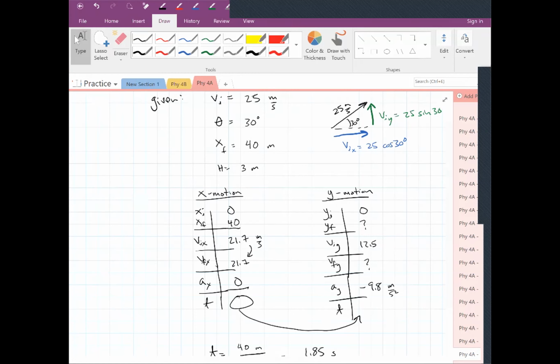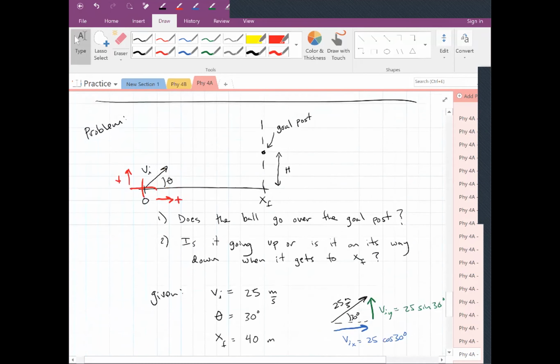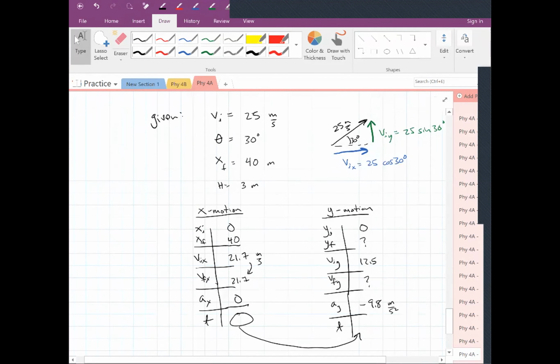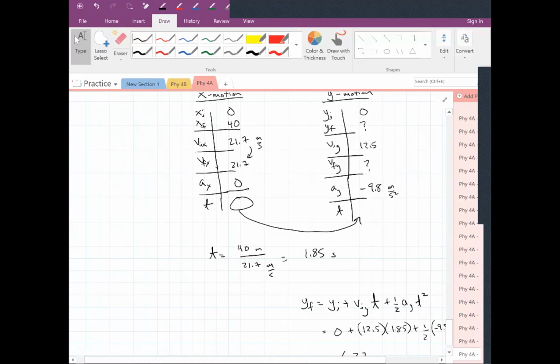There are a couple of other things you could do. Where were we? We were at 1.85 seconds. It took 1.85 seconds to get there. You could plug in 1.84 seconds and 1.86 seconds and see if Y final is higher or lower. What's happening to Y final? Is it going down as this time changes a little bit, or is it going up? That's another technique you could use.